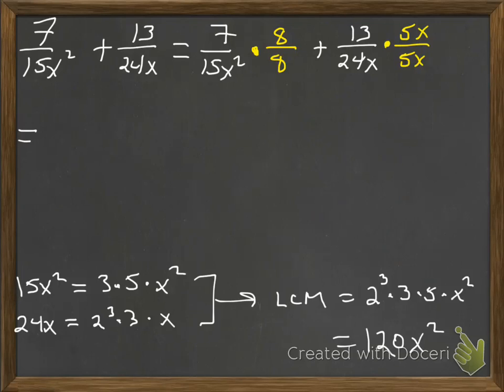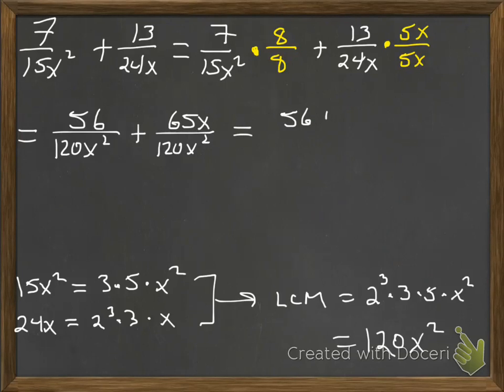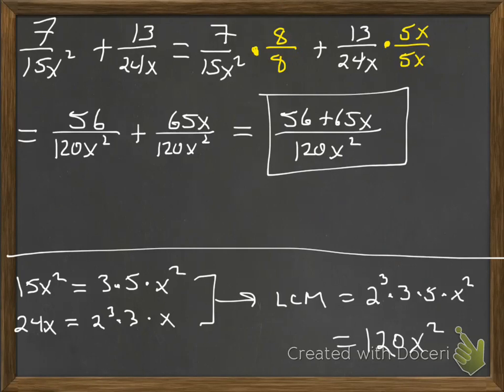Okay? And then you're already very good at multiplying fractions, so we would have 7 times 8 is 56 over 120x squared plus 65x over 120x squared. We have common denominators, so we can go ahead and add the numerators, and then all over the common denominator. And I would look to factor the 56 and the 65, but they don't have anything in common, so that's it. That's all I can do, and I roll on to the next one.